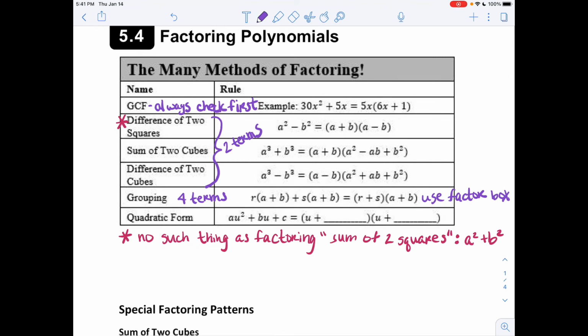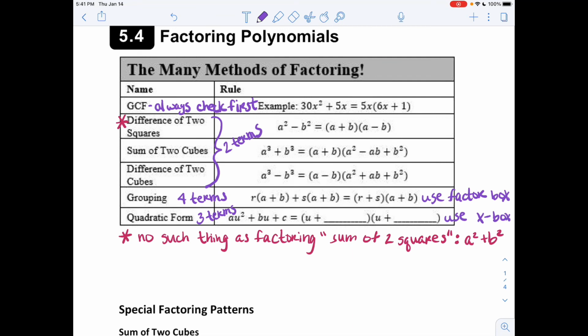And then finally our quadratic form. We know that quadratics typically have three terms. And if we have three terms, then we're going to be looking for factors that we can put here. And we will use our Xbox method just like we did before to do that.